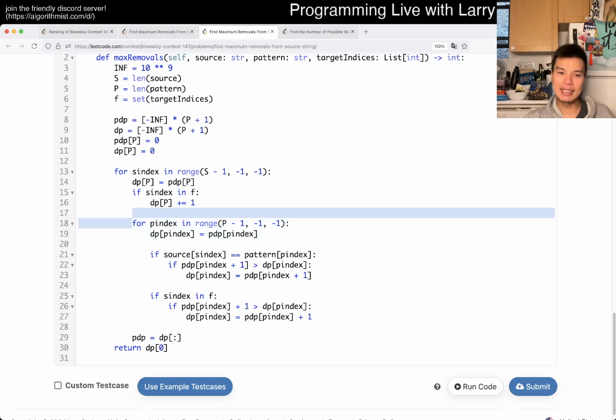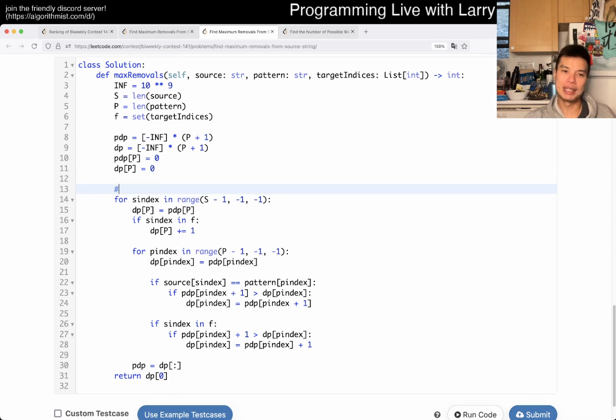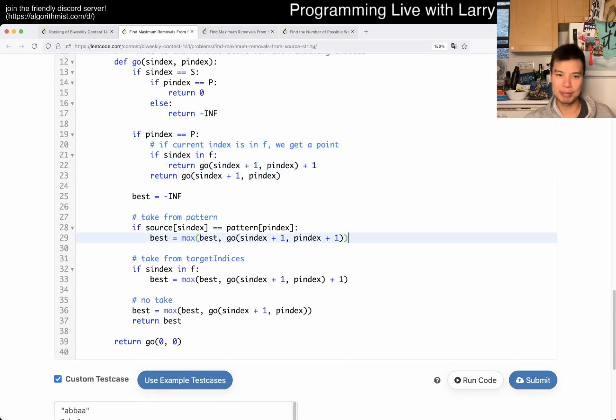And then now for p index, I did the space optimization, which I'm not going to go over in detail, but this is just the previous row and the previous DP, as I call it, which is the s index +1, right? So PDP contains s index +1 is what we have here. And then everything else is just a copy and paste. So if they're equal, then we do s index +1, p index +1, which is what it looks like here, right?